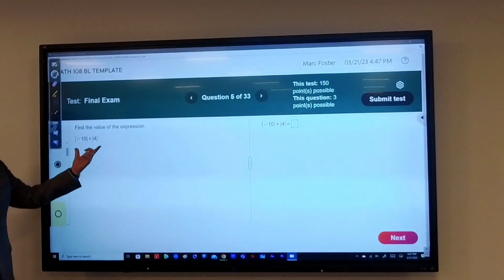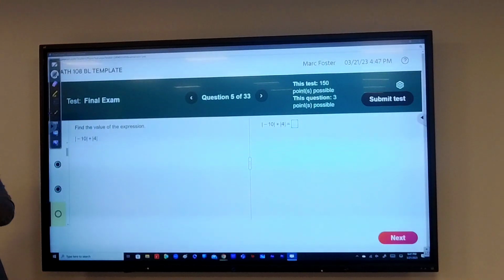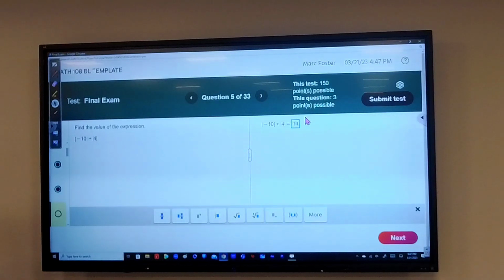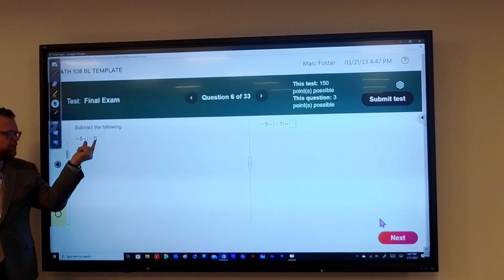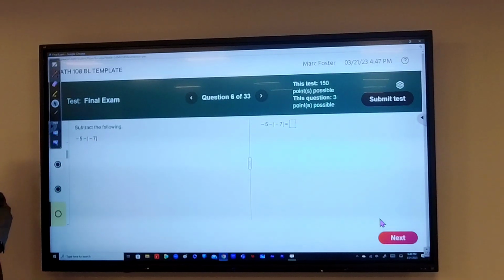What does this add up to? 14. Recite what this says to me, but without the absolute values. Like, go ahead and simplify what is the absolute value of minus 7. Tell me what it says. Negative 5 minus 7. Yeah, minus 5 minus 7. And that's what? Negative 4.